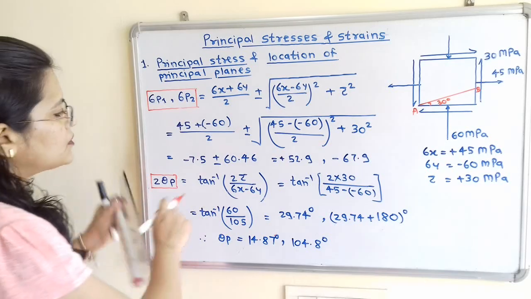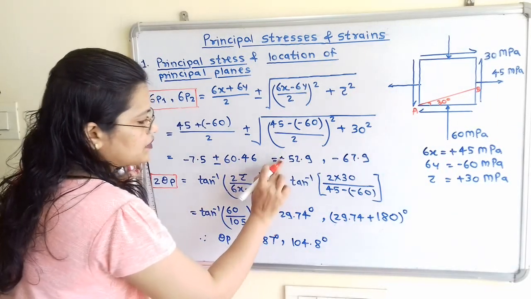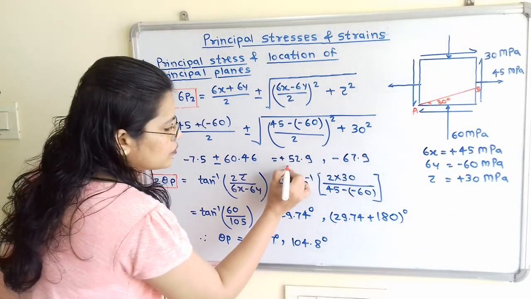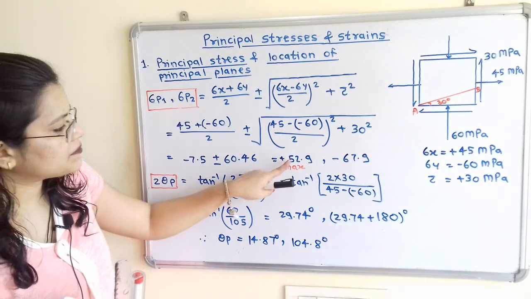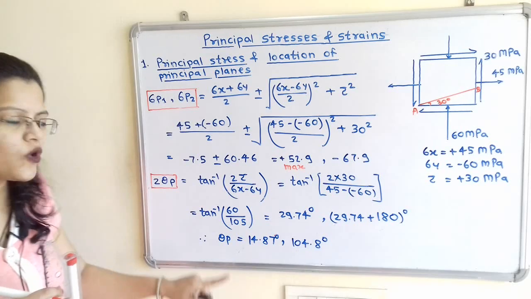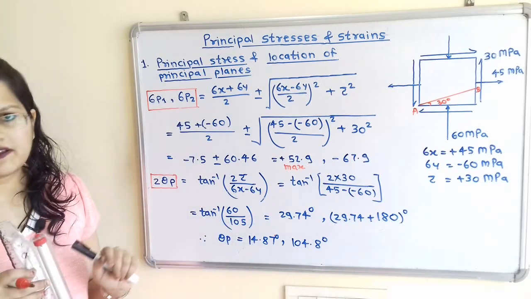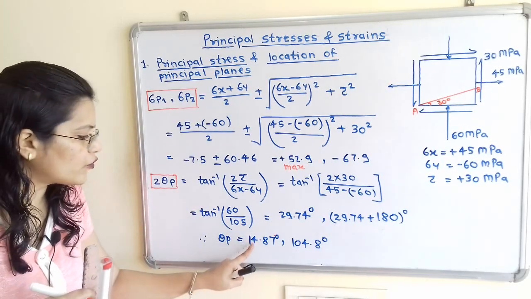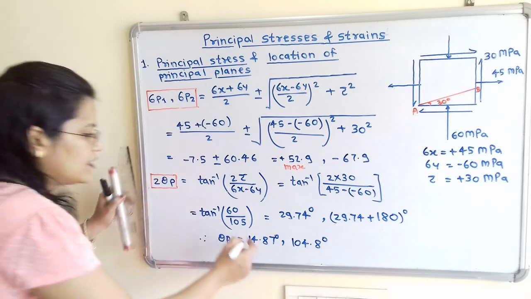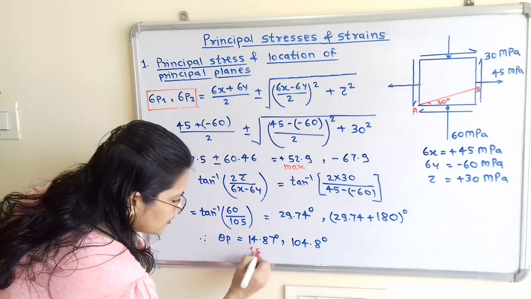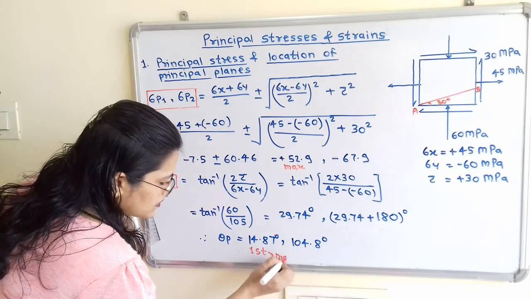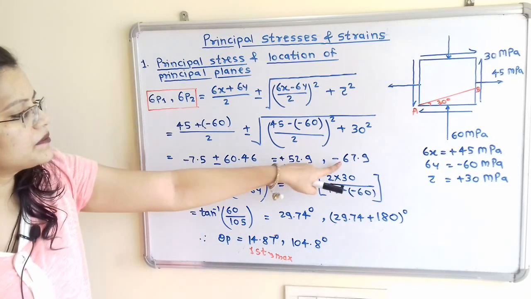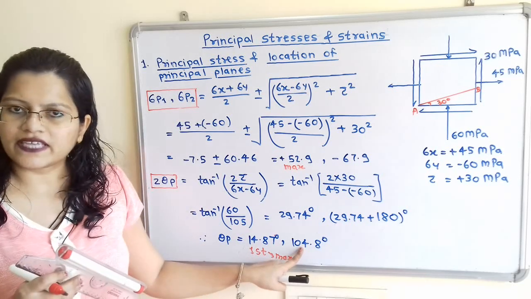Now if we observe, this is the maximum stress, so it has a positive sign. This maximum stress we have to show for the first angle, which is inclined at 14.87 degree. So I will locate the first angle here. For the first angle we always show the maximum stress, and the remaining minimum stress we have to show at the second angle.